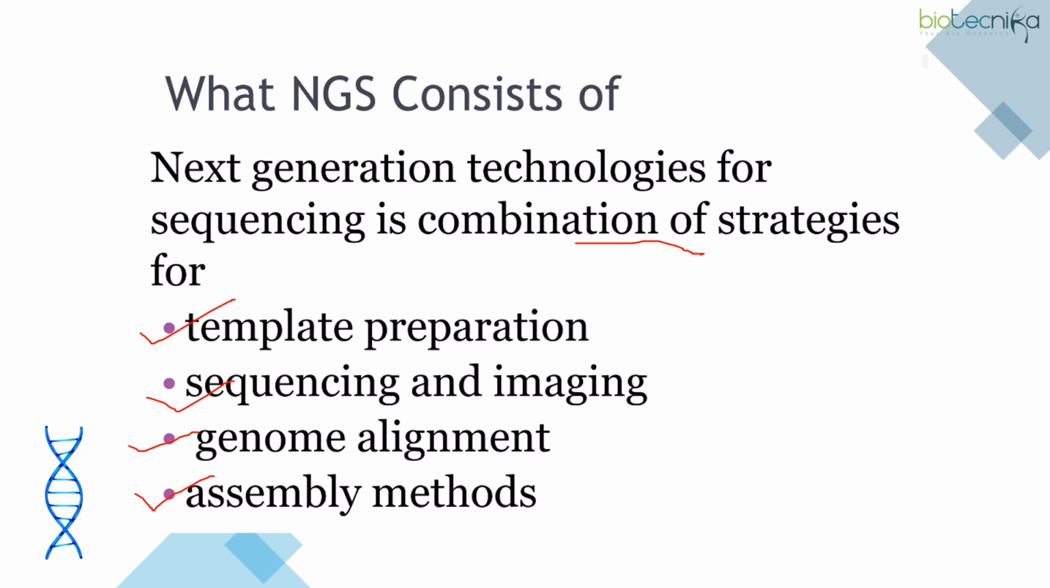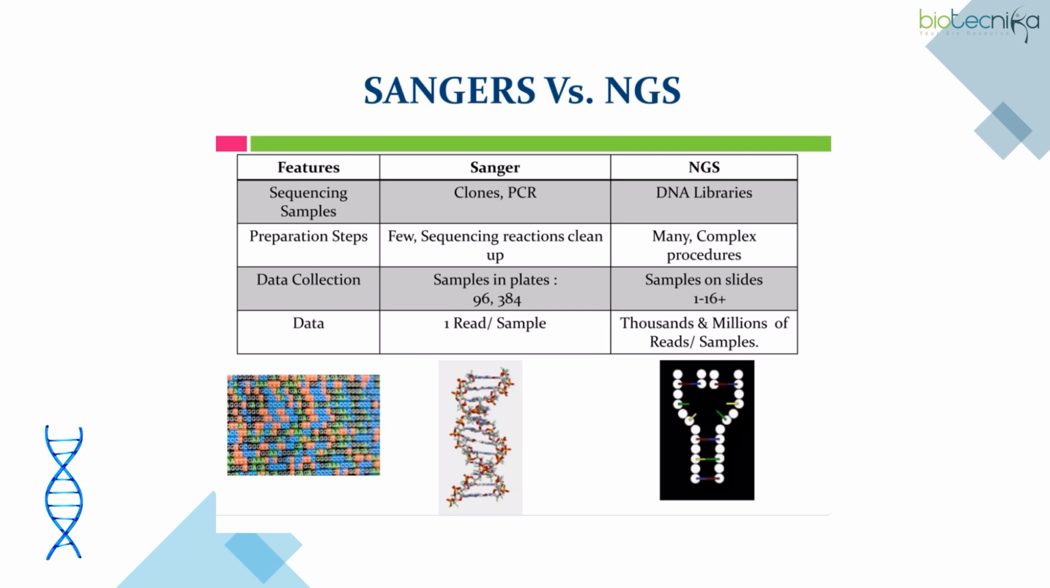Getting all of it? So a quick overview of Sanger versus next generation. With Sanger sequencing, the sequencing sample can be cloned or use the PCR technique, whereas next generation uses DNA libraries to sequence the sample. The preparation steps are few, right? And it uses reactions to clean up, such as the fluorescence accordingly. But here you can work with a complex procedure to perform the NGS steps, right?